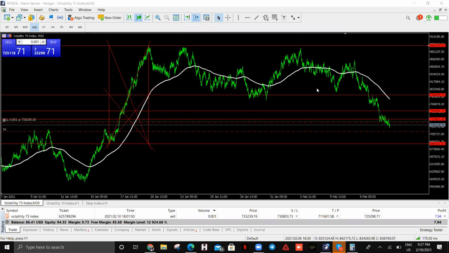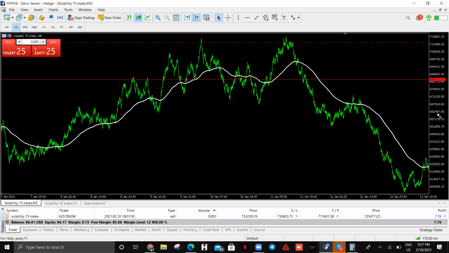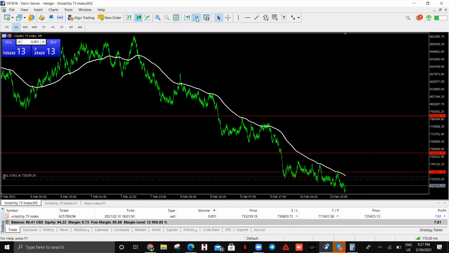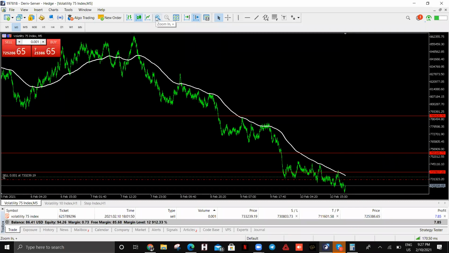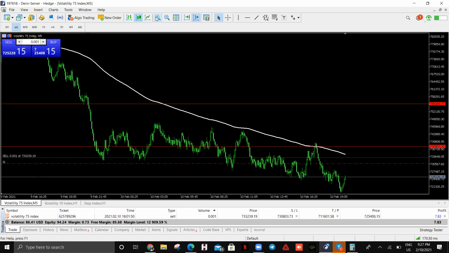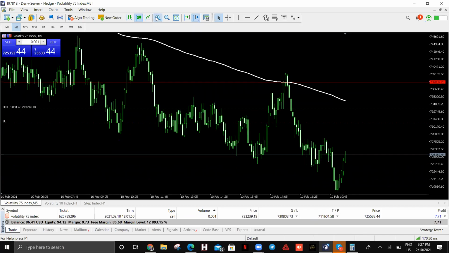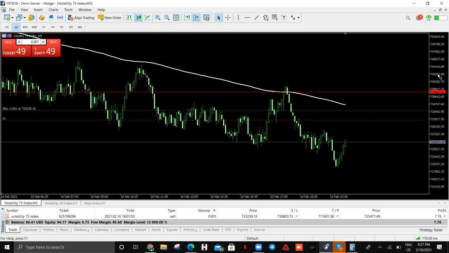Okay, now this is the diagram you need, and your 200 exponential moving average. So you come to 5 minutes, and that is it. This is 5 minutes. Zoom in so you can at least see your candlestick properly. Beautiful. Now the entry and exit strategy.